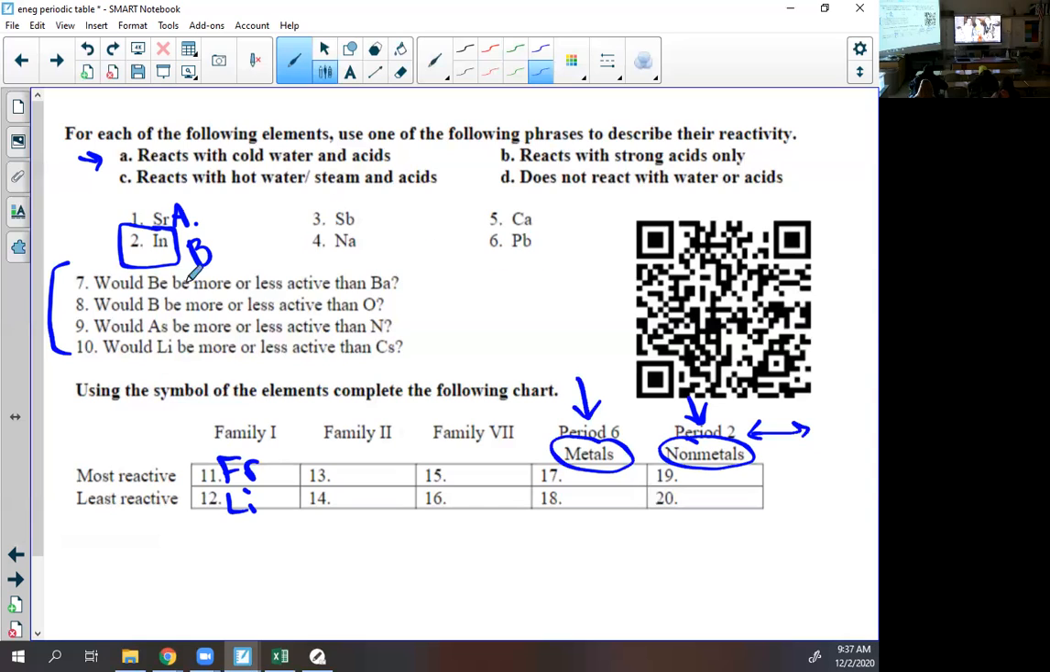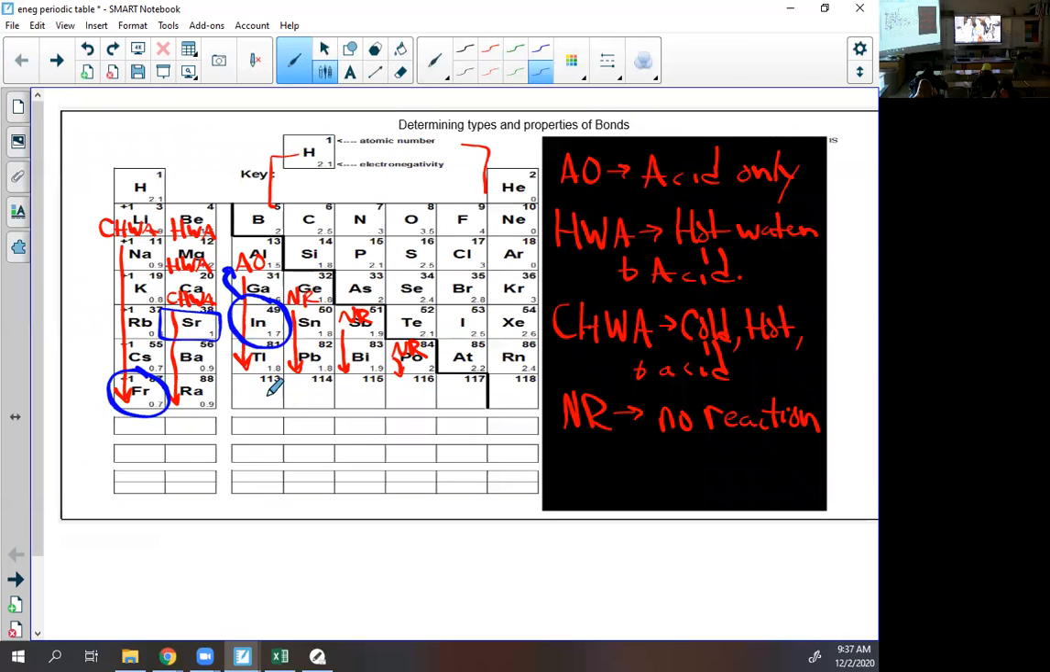Okay, so try and see. You have 3 or 4 more minutes. See if you can get through 1 through 20 based on that chart right there and your reactivity arrows. Lower lefter, higher righter.